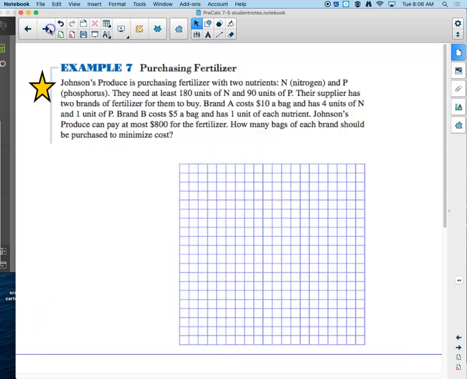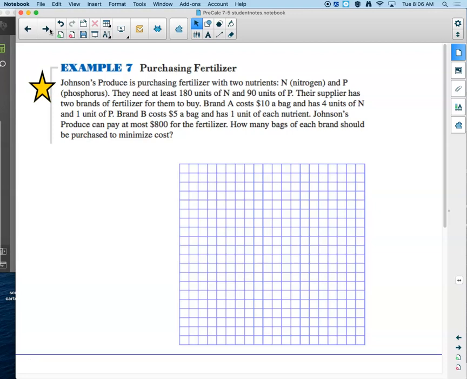So we are here. I'm going to do a couple word problems, which means we're writing the constraints, we're writing the objective function, we're graphing, and we're trying to figure out the maximum or the minimum, whatever it is they want from us. So, purchasing fertilizer, hopefully for farming, not for blowing things up.